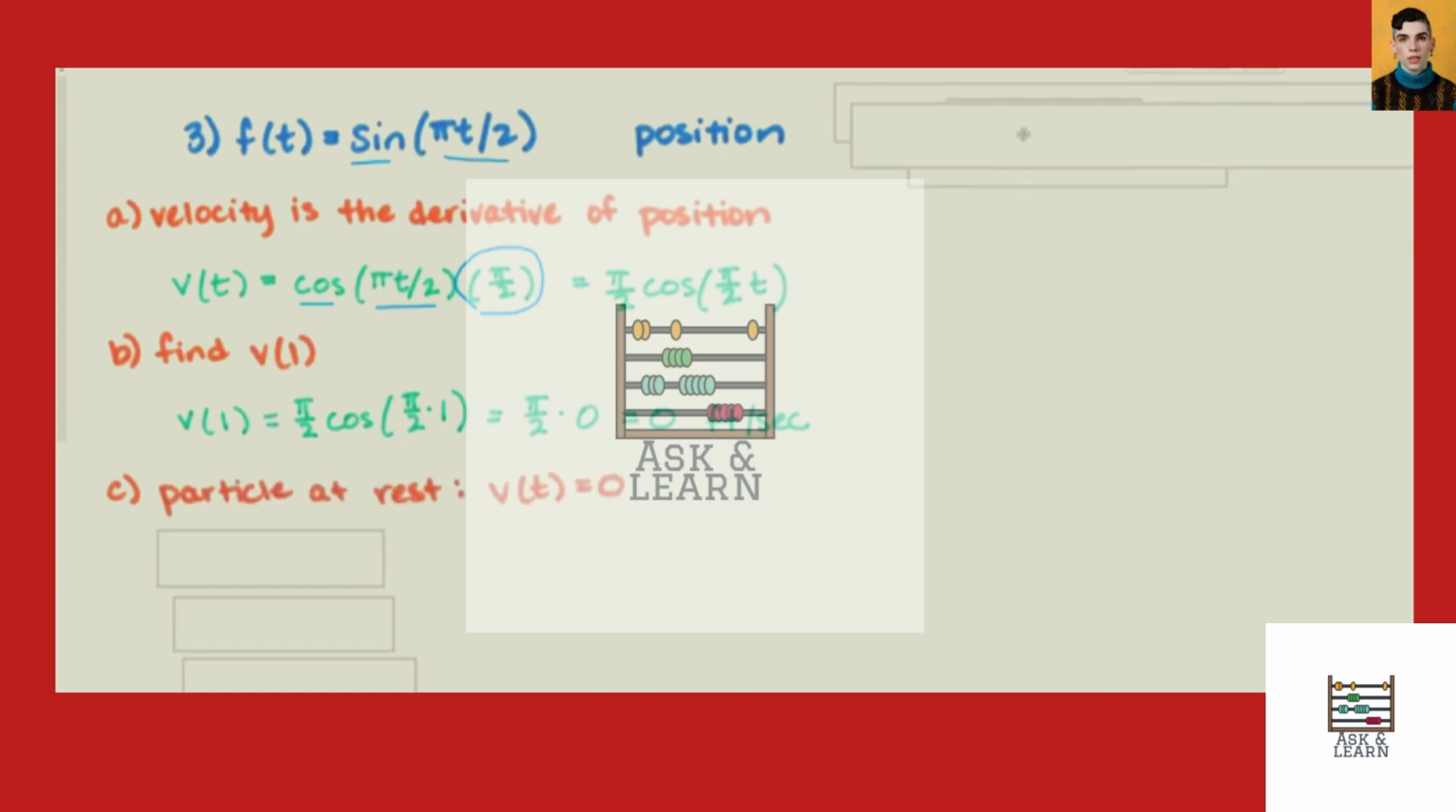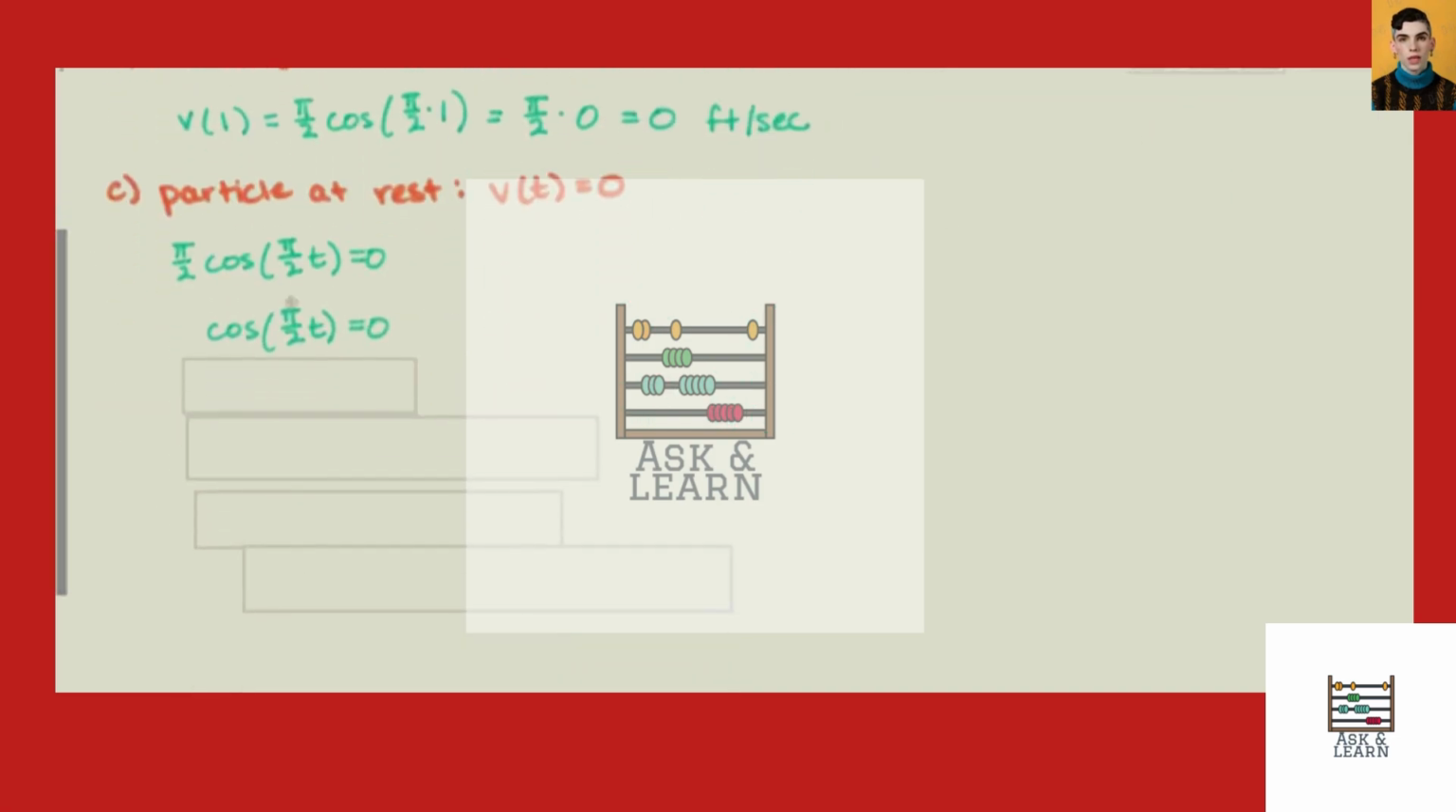For part C, we want to know when the particle is at rest. A particle is at rest if its velocity is equal to 0. So we take the velocity, we set it equal to 0, and we solve for t. We'll divide both sides by pi over 2. Now we have cosine of pi over 2t equals 0. Then we'll take the inverse cosine of both sides. So pi over 2 times t is the inverse cosine of 0.